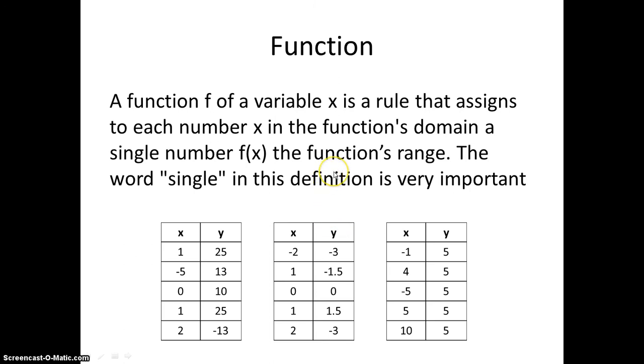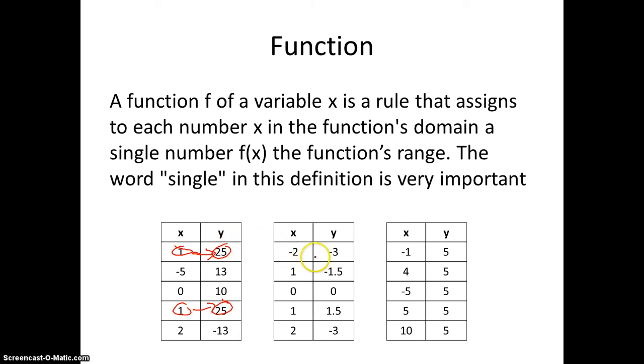So a function, there's the definition again. Let's check to see if we could find out of here which ones are functions and which ones are not. So 1 to 25, negative 5 to 13, 0 to 10, 125, 2 to negative 13. Every variable here has its own unique number. Now, 1 pops up here twice, but where does it go? It goes to 25 each time. It's the same number. So it still is assigned to that one unique number.